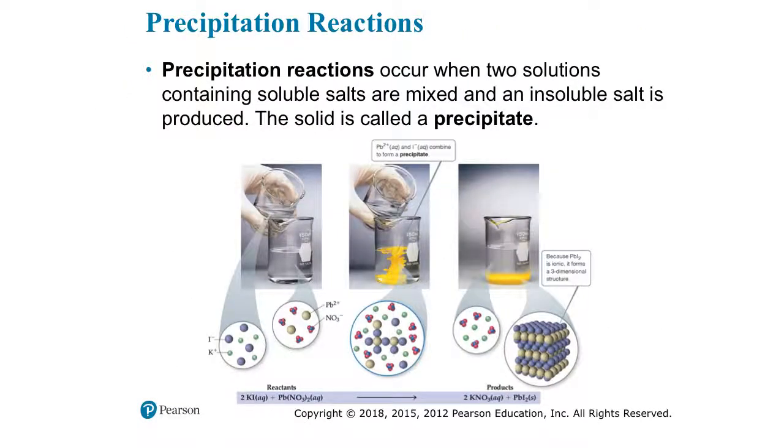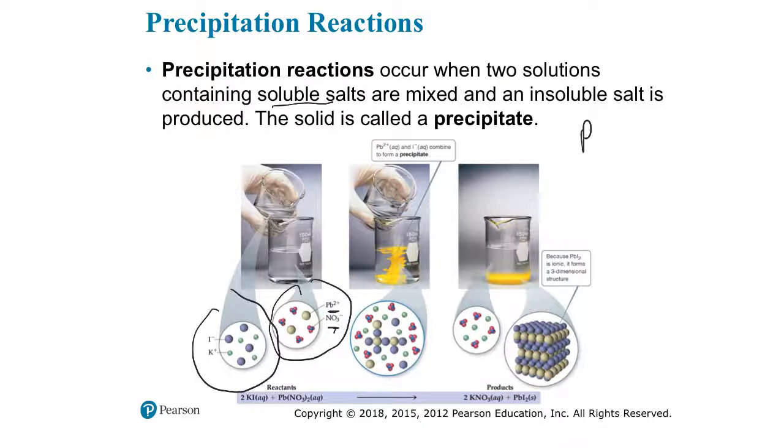If we recall, precipitation reactions are when we mix two solutions generally containing soluble salts, and then an insoluble salt is produced. The solid is called a precipitate. So the example being done here is Pb2+ being added through a solution of lead nitrate, so you have lead ions and nitrate ions in the solution, and then you're also mixing that with KI.